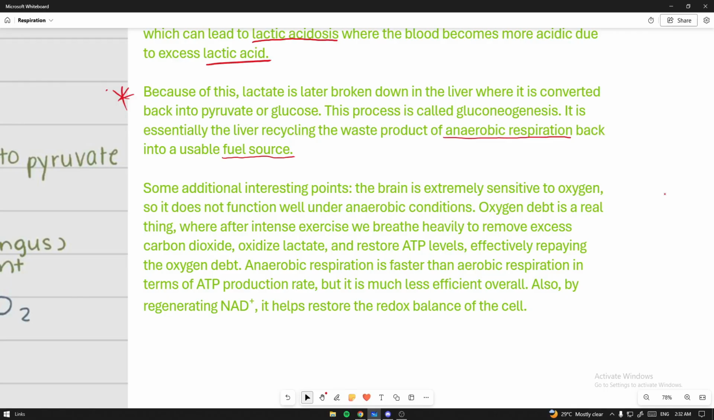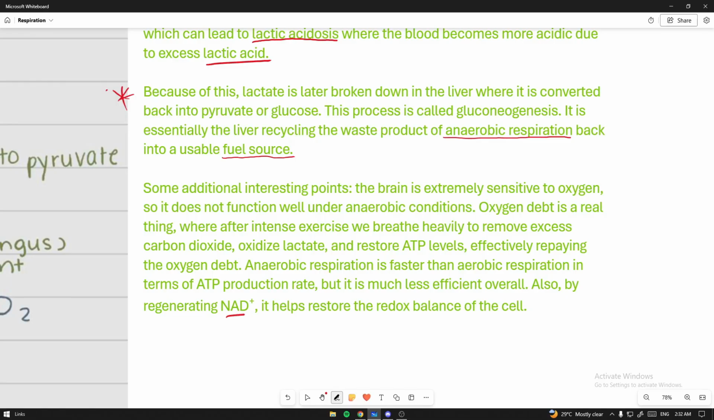Now, restore ATP levels how? Because we're oxidizing lactate to convert it back to pyruvate and glucose. And what pyruvate and glucose do is they can undergo aerobic respiration, which makes a lot of ATP. So that's how, by breathing heavily, we can restore our ATP levels, effectively repaying the oxygen debt. Anaerobic respiration is faster than aerobic respiration in terms of ATP production rate, but it is much less efficient overall.